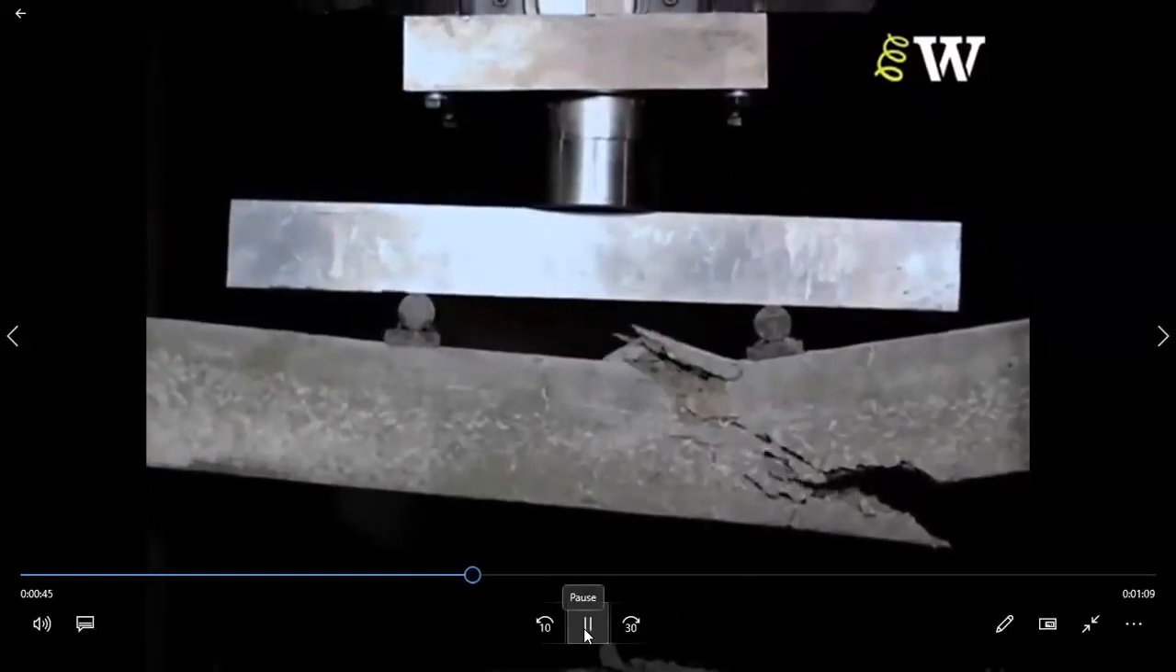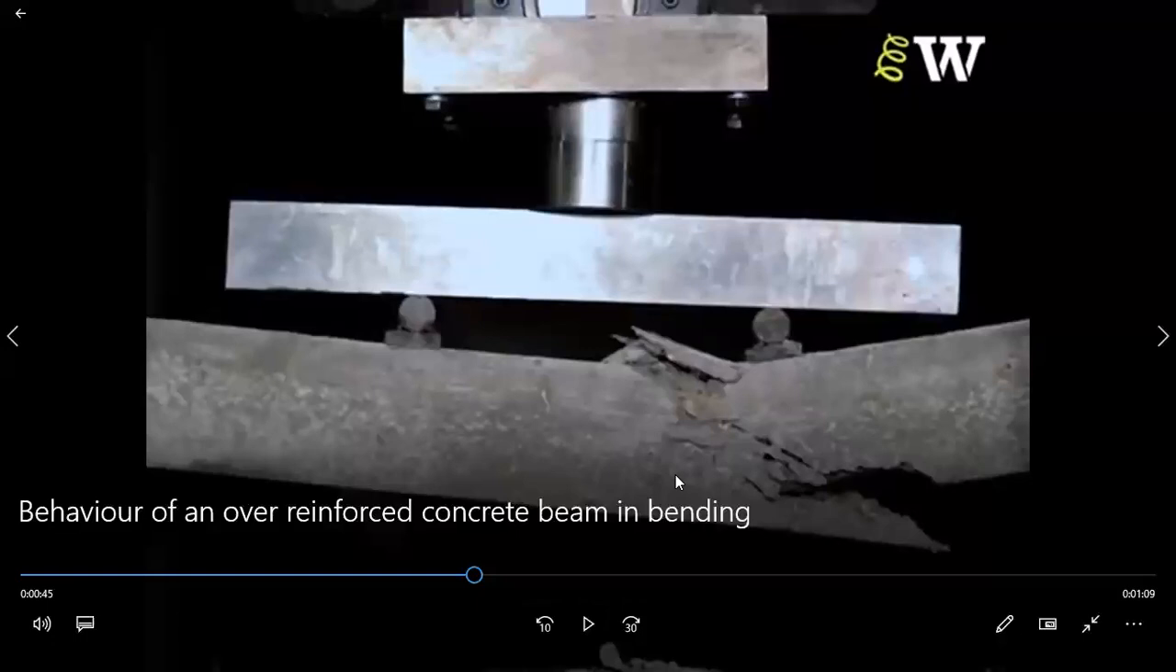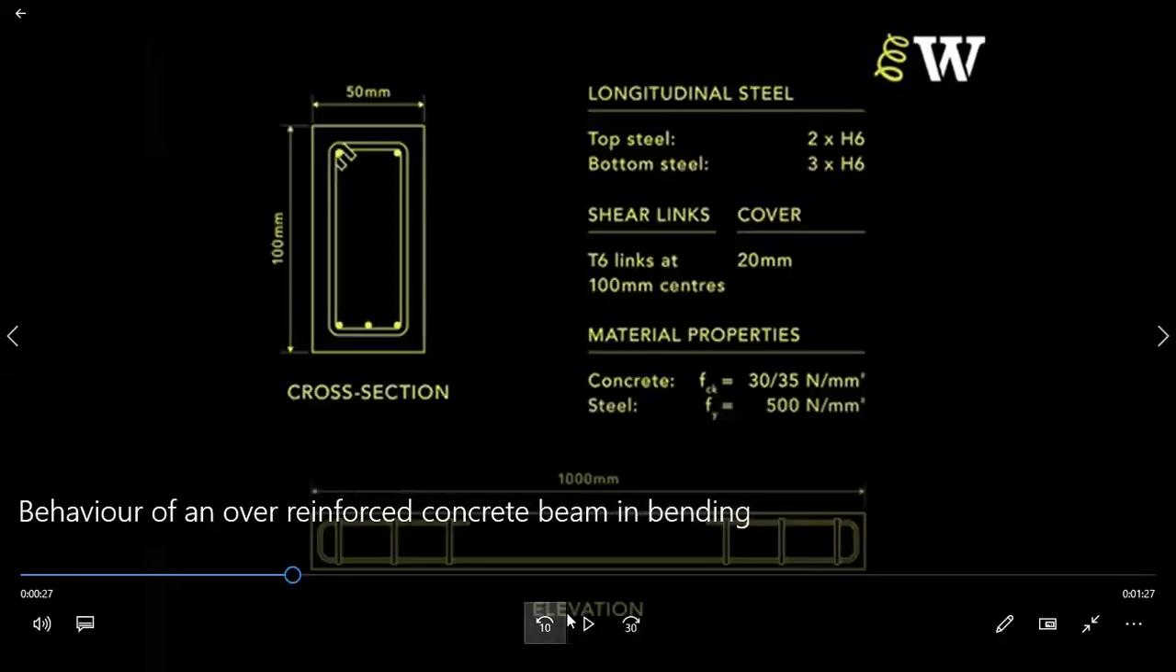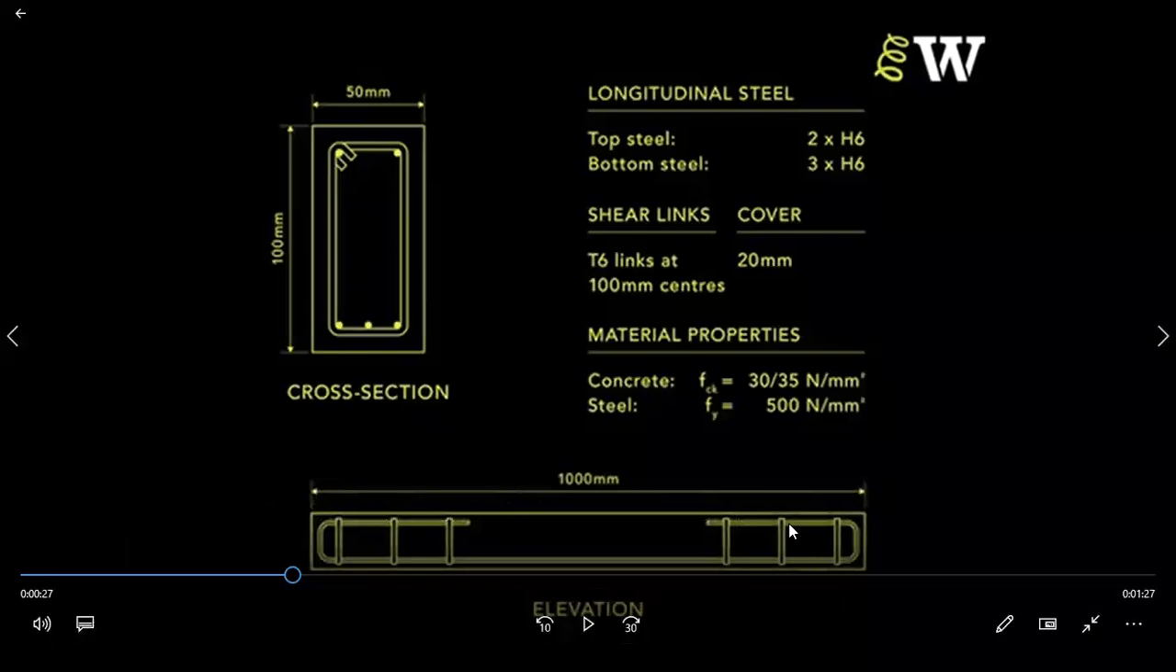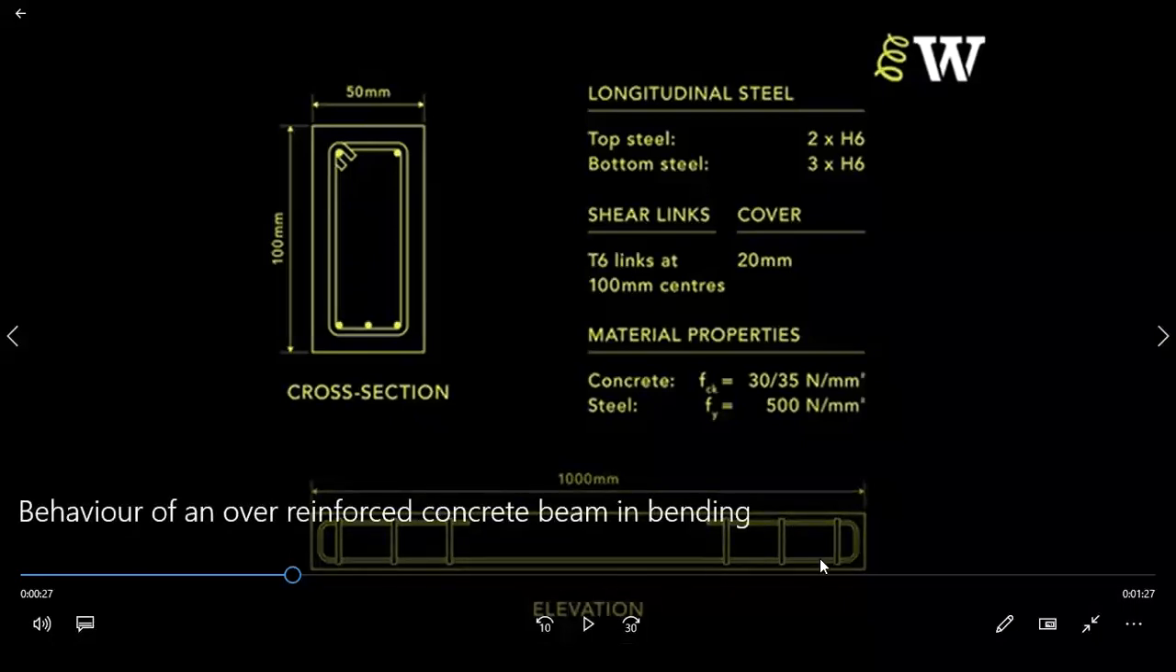Again, same kind of setup. So which is the over-reinforced beam? Which failed first in the over-reinforced beam? First let's see what reinforcement is provided in the over-reinforced beam. There is a main reinforcement and the stirrups which are provided with a spacing.